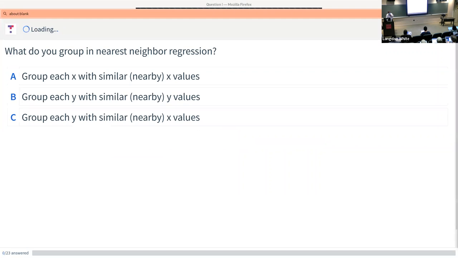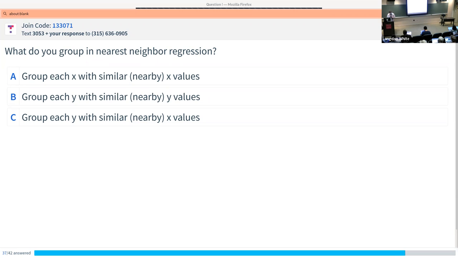Oh, a question. Oh, wait, did I do that right? Yeah, sorry. What do you group in nearest neighbor regression? All right, get those answers in. All right, I'm calling it.